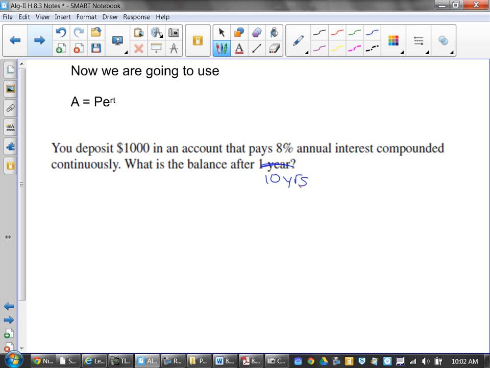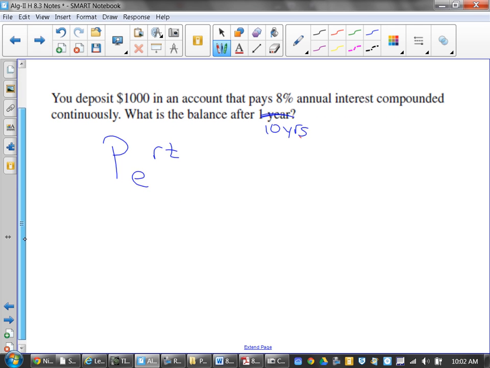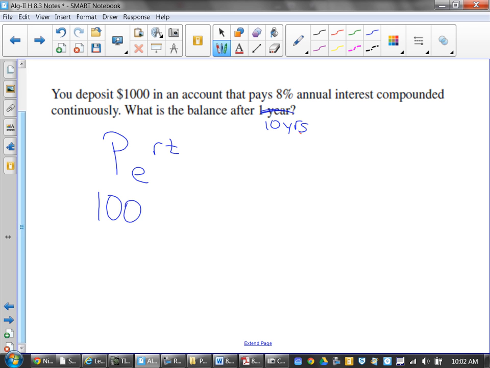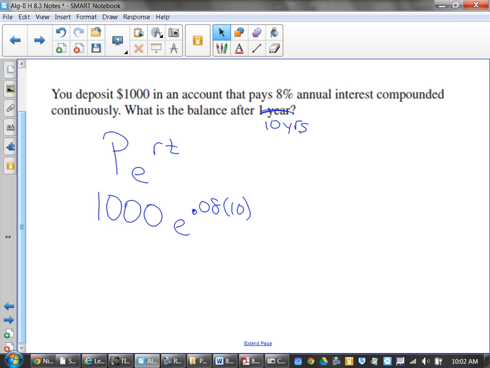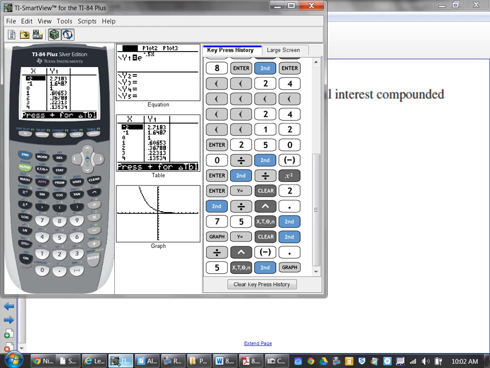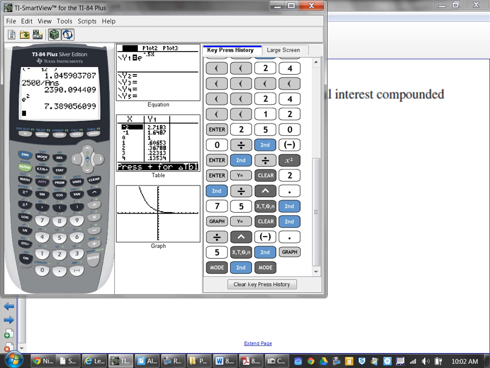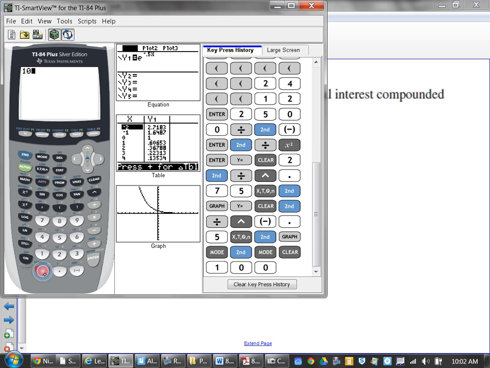Can we multiply the E in there? Yep. So it's P e to the R times T. Your principal in this case was 1,000. E to your rate. 8% as a decimal is how much? 0.08 times 10.